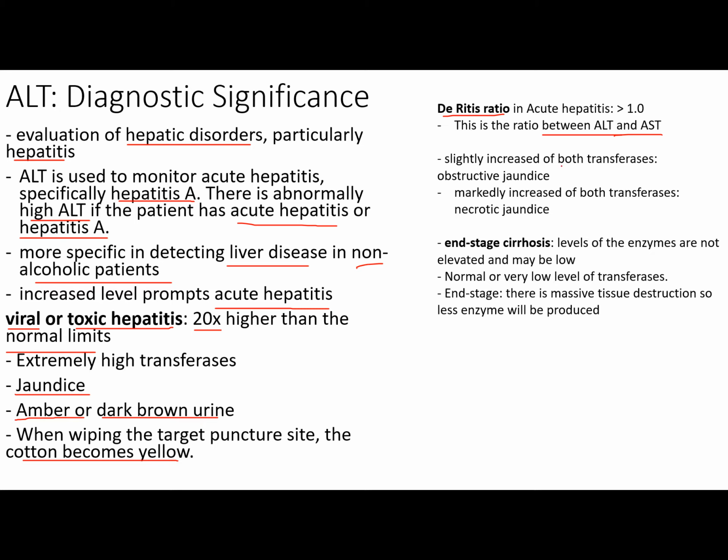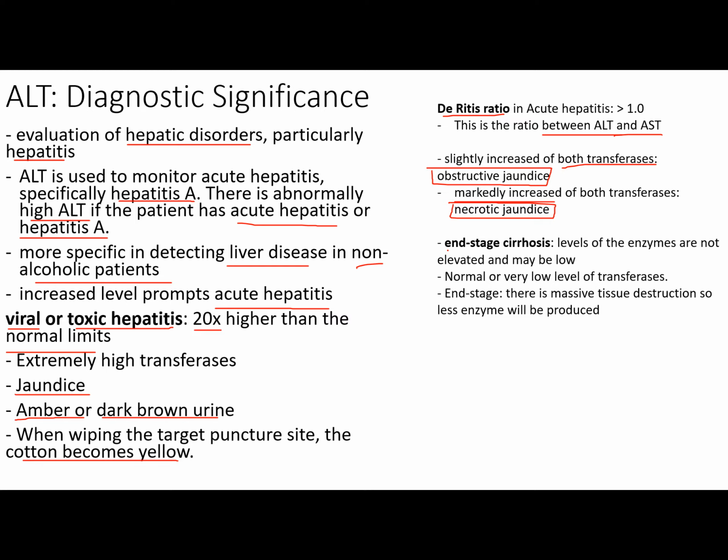ALT is higher than AST. This is a slight increase of both transferases. If there's a slight increase of both transferases, class, this could indicate obstructive jaundice. But if it's markedly increased, class, of both transferases, there is necrotic jaundice. So slight increase ng ALT-AST, obstructive. Pag markedly increased, necrotic jaundice.